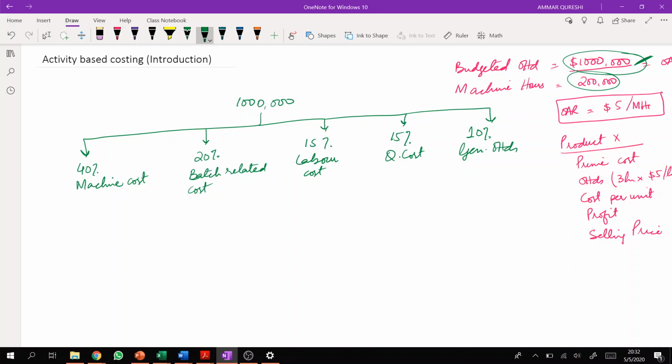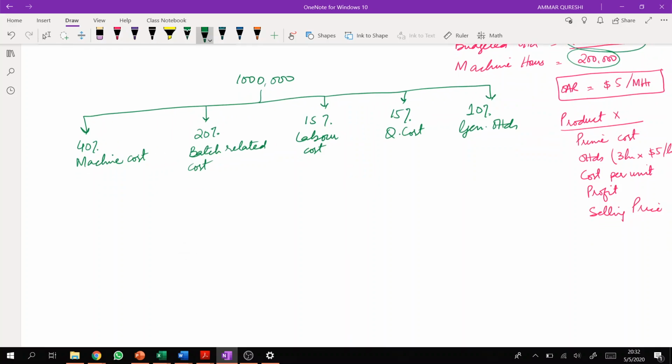Now what we need to do is, let's calculate its dollar figures first, and then we will move ahead. Machine related cost will be around 400,000 in this case, 40% of 1 million. Batch related cost will be around 200,000 in this case. Labor cost will be around 150,000 in this case, and quality control cost will be 150,000 in this case, and general overheads will be 100,000 in this case, right? So this is the general distribution of overheads among all different groups, right?